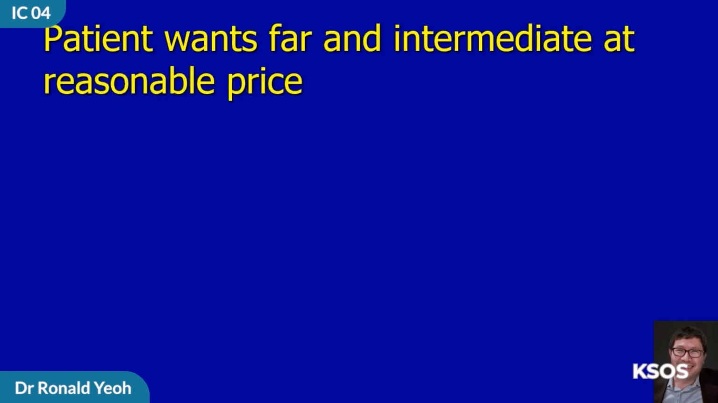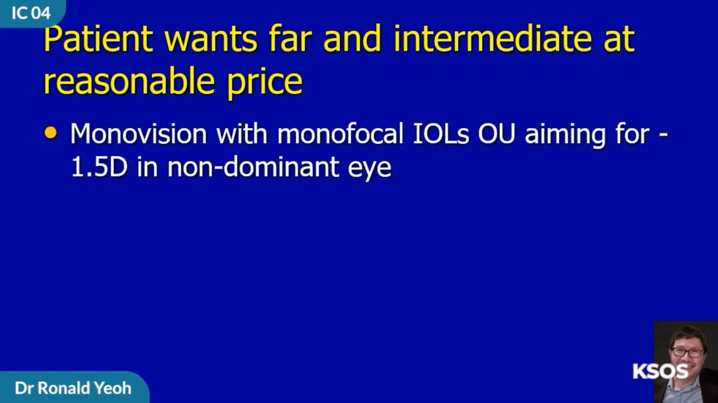Now, what if price is an issue and the patient wants far and intermediate vision, but at a reasonable price? Well, monovision with a monofocal IOL aiming for, say, -1.5 diopters in the non-dominant eye is probably the cheapest option, and this tried and tested method I think really works very well.